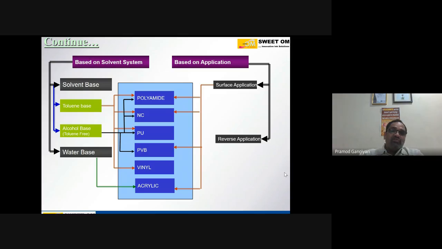For surface application, we can produce a coating with polyamide, nitrocellulose, polyvinyl butyrate, and acrylic. Whereas for reverse application, nitrocellulose is common. PU can be used only for reverse application; PU cannot be used for surface application. PVB again is common for surface as well as reverse. Vinyl again we cannot use for surface application; we can use vinyl only for reverse application. And acrylic is again common for surface as well as reverse application.